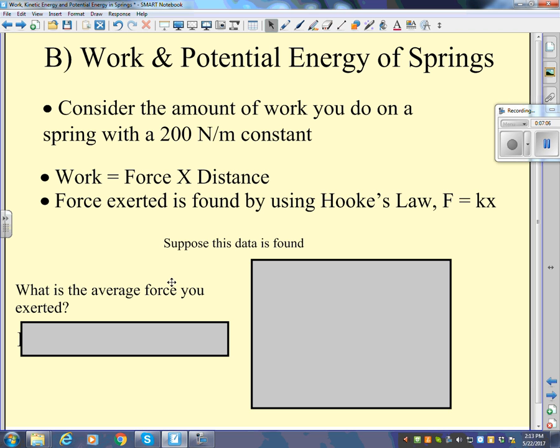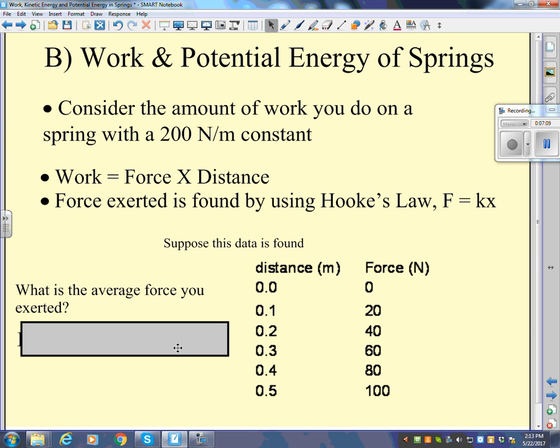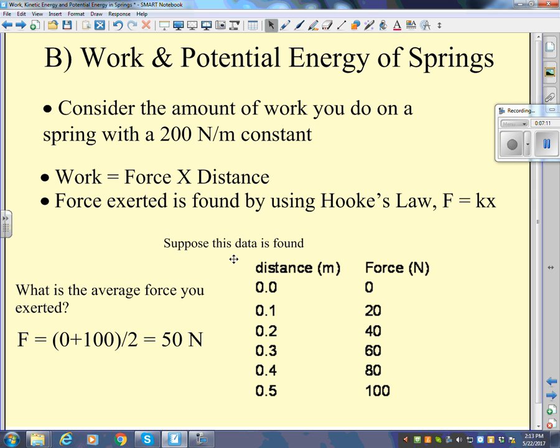Oh, I guess I should show you the data here. As you stretch a spring more and more, you all know this, as you pull it more and more, you require more and more force. And so in this particular case, we started with 0 newtons of force. We worked our way up to 100 newtons of force. What is the average force exerted? Well, the initial was 0. The final was 100. Gives us an average of 50.